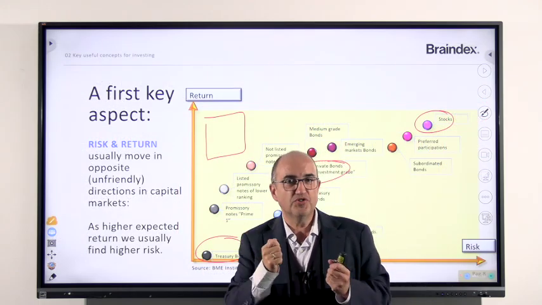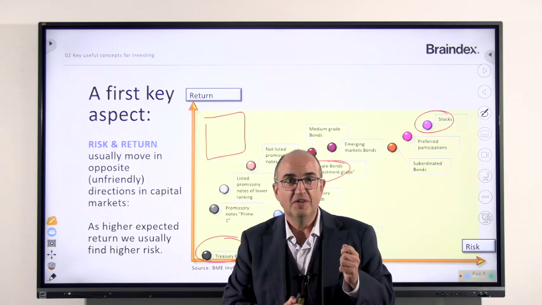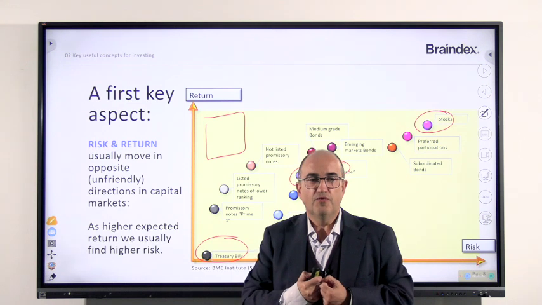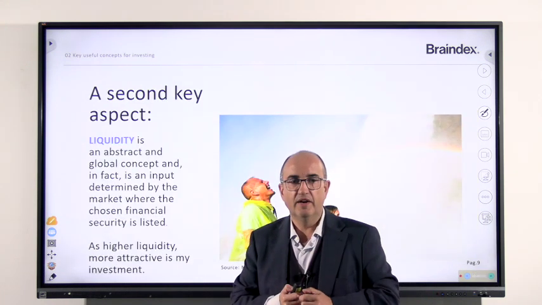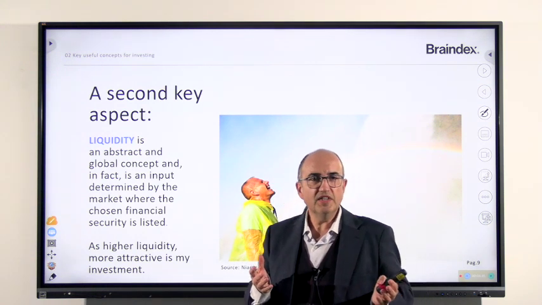Again, this is only part of the truth. In fact, it's bad news, but we can also complement this first key aspect with some other aspects. Let me tell you about the second one. The second key aspect is liquidity. And what is liquidity?